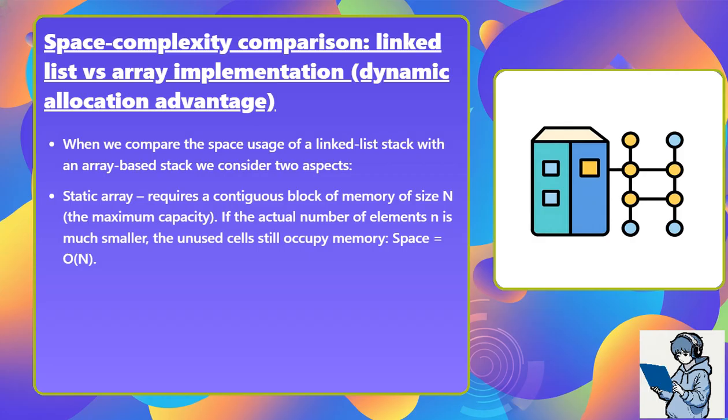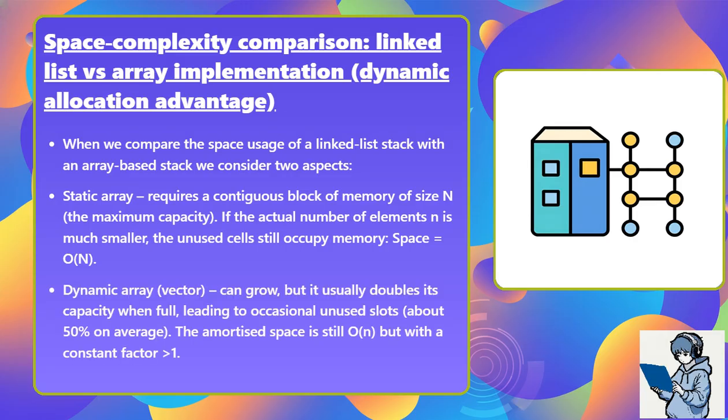A static array requires a contiguous block of memory of size n, the maximum capacity. If the actual number of elements is much smaller, the unused cells still occupy memory. Space equals O(n). A dynamic array (vector) can grow, but it usually doubles its capacity when full, leading to occasional unused slots, about 50% on average. The amortized space is still O(n), but with a constant factor greater than 1.